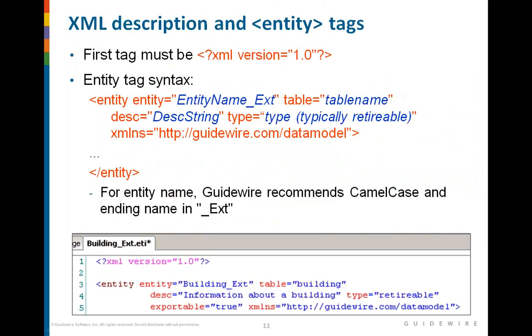That is how type equal to retirable is handled, and xmlns equal to HTTP. This is the namespace, the XML schema definition, where all the definitions are defined. And there is a convention that for Guidewire we have to use camel case, and the name should end with _ext. This is the suffix to discriminate the custom entities or custom fields from the base application level fields or entities.